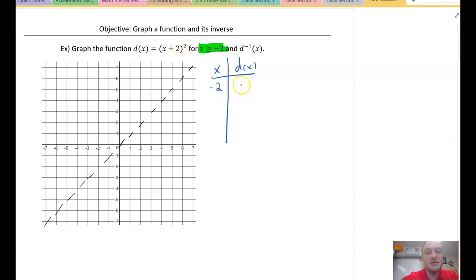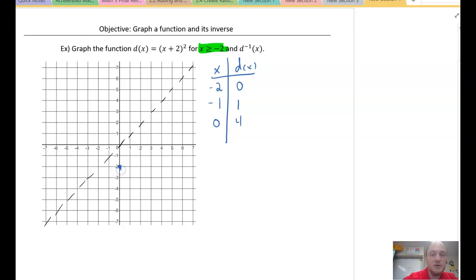-2 plus 2 is 0. 0 squared is 0. Plug in -1. -1 plus 2 is 1. Squared is 1. Next, plug in 0. 0 plus 2 is 2. Squared, 4. And then if I plug in the next value 1, it'll give me 3, and that's the output of 9. So that's not going to fit.